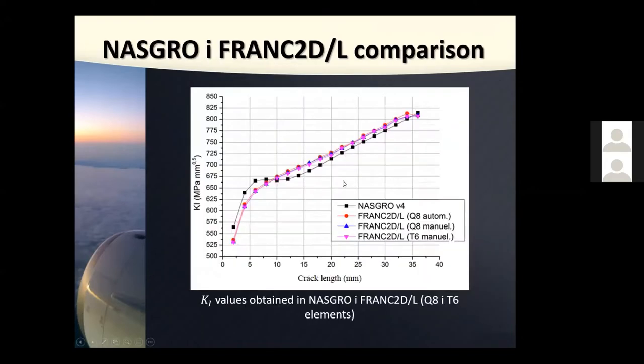I used that software to compare results with the NASGRO solution, and you can see here two types of elements, Q8 quadrilateral elements and T6 triangular elements, and the NASGRO V4 solution based on the boundary element method. We can see that the difference in calculated K1 values was not so big. The difference was something about 3 to 5% between NASGRO and Franc 2D software.